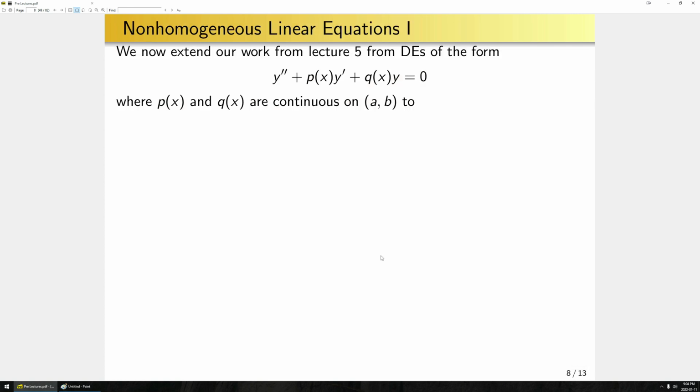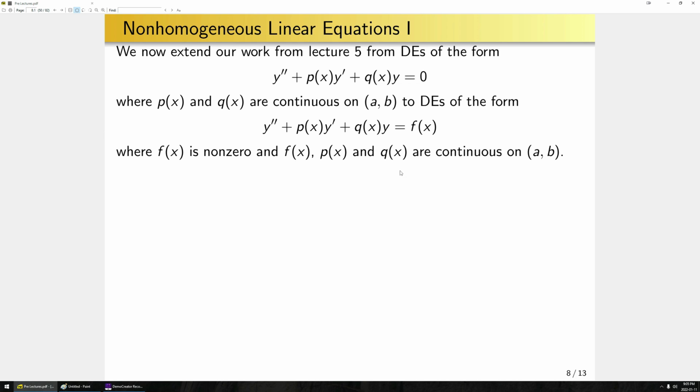So now we're going to turn our attention to extending those theorems that we had in lecture 5 that were only valid for differential equations of this form, to the broader class of forced differential equations of this form. So again here, this is a forcing term. It's a non-homogeneous first order linear differential equation with non-constant coefficients.